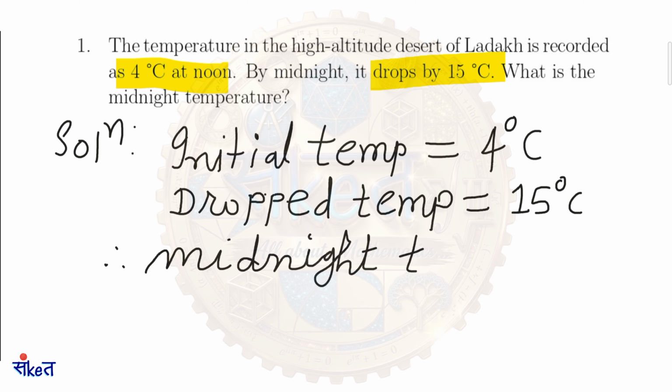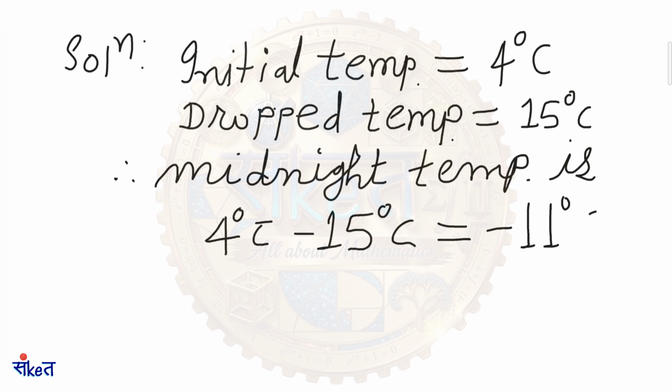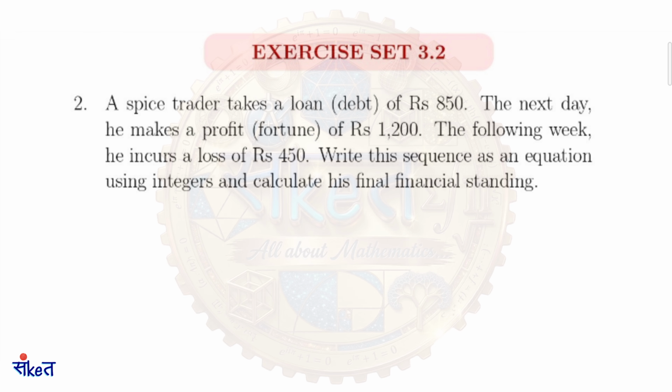Therefore, midnight temperature is 4 degrees Celsius minus 15 degree Celsius, which is equal to minus 11 degree Celsius. If we subtract a big number from small number, then answer is always a debt. Debt means what? Negative.